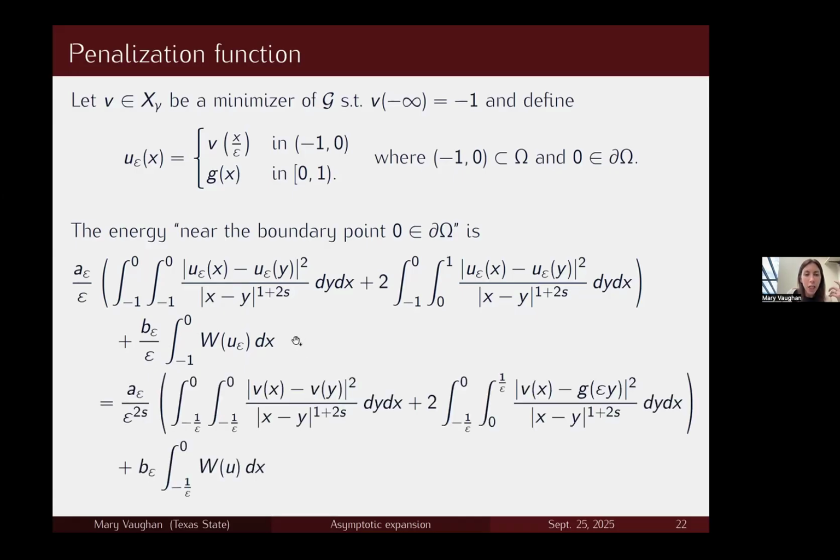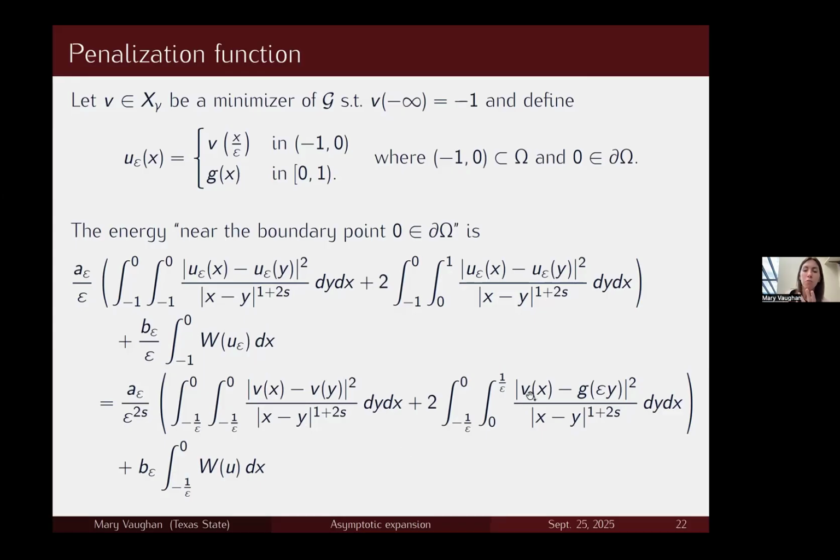Then I use my definition of my recovery sequence U epsilon. So in the interior, U epsilon is V at X over epsilon. So when I rescale, I just have V of X minus V of Y. My integration is now -1 over epsilon to 0, and then -1 over epsilon to 0. And then from the change of variables and with the kernel down here, instead of A epsilon over epsilon, I have A epsilon over epsilon to the 2s.